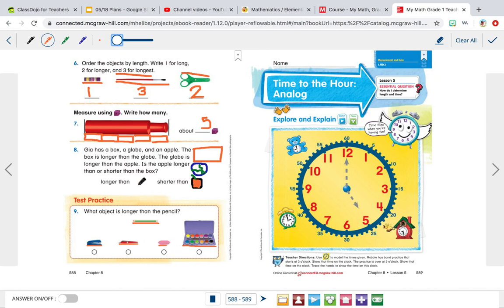After you figure that out, you're just going to circle it, okay? So you're going to figure out, is the apple shorter than or longer than the box? And then you're going to circle one answer and find out which object is longer than the pencil. Not which object is the same size, not which one is shorter. Which of these objects is longer than the pencil?